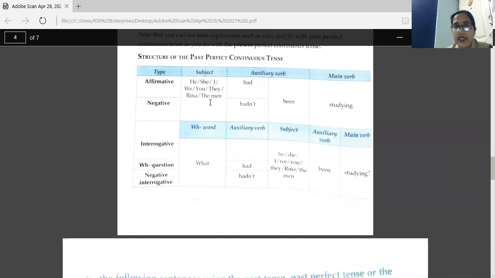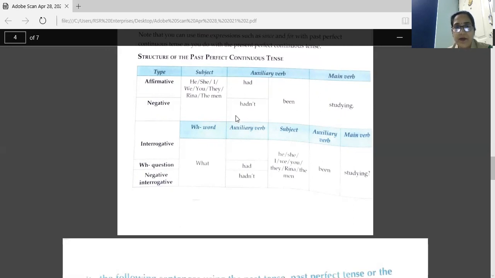You have subjects here, singular as well as plural, because with both we have to use had. So had there, been studying. So he had been studying, she had been studying, or they had been studying. If you have to make the negative of this, then you have to add not with had. So we hadn't been studying or you hadn't been studying.